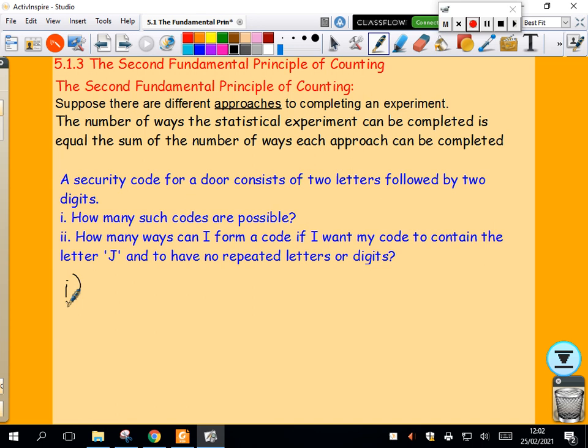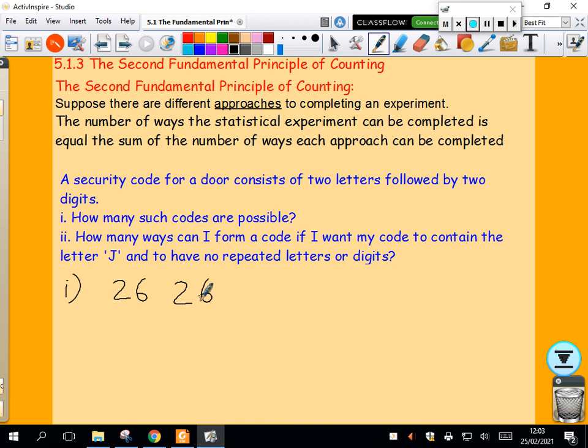Okay, so there are 4 tasks here. Task 1 is to choose a letter for the first position. There are 26 ways I can choose a letter for the first position. Task 2 is to choose a letter. It doesn't talk about any repetition being a problem, so I can repeat letters, no problem.